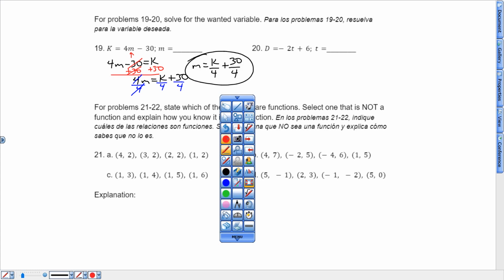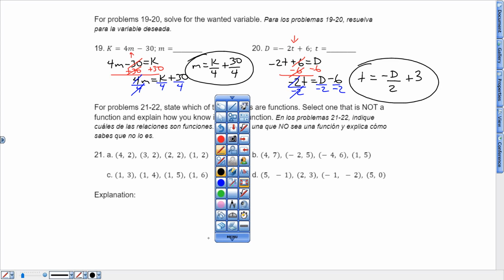All right, this one I'm solving for t. So again, I would flip it around so it's an equation you're more used to looking at, a two-step equation. Here I'm going to take away 6, and then I'm going to divide by negative 2. That gives me d minus 6, dividing everything by negative 2. That gives me t equals negative d over 2 plus 3 when I use my negative rules. All right, here we go.